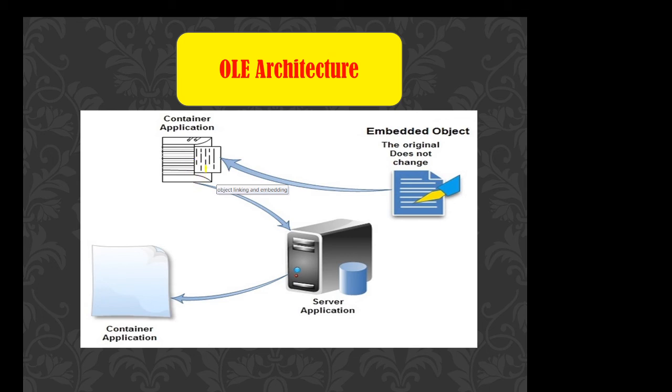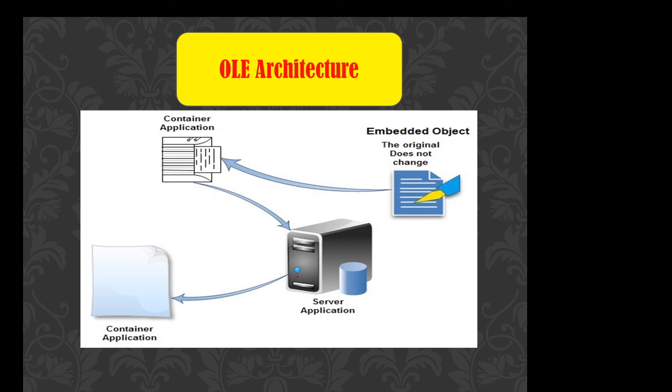In the client application, it goes into the server application and we make changes there. If you change any information in that data, it will be updated and stored again into your container application, that is, your client application. The changes are performed here, but the original data is here, so the changes don't affect the original data. That is the concept of object embedding.